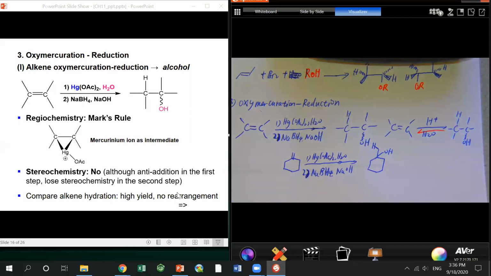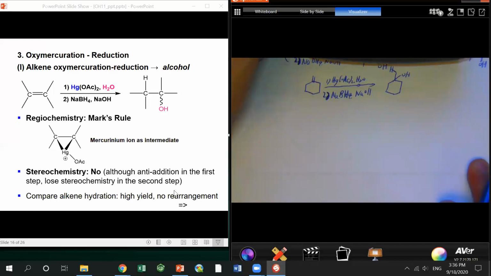But the advantage of this reaction, which I already mentioned, is the high yield, and also no rearrangement. We'll just see one example.